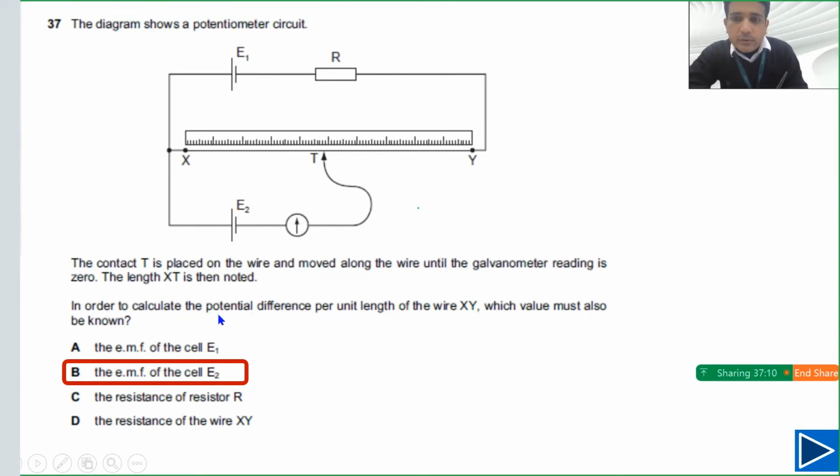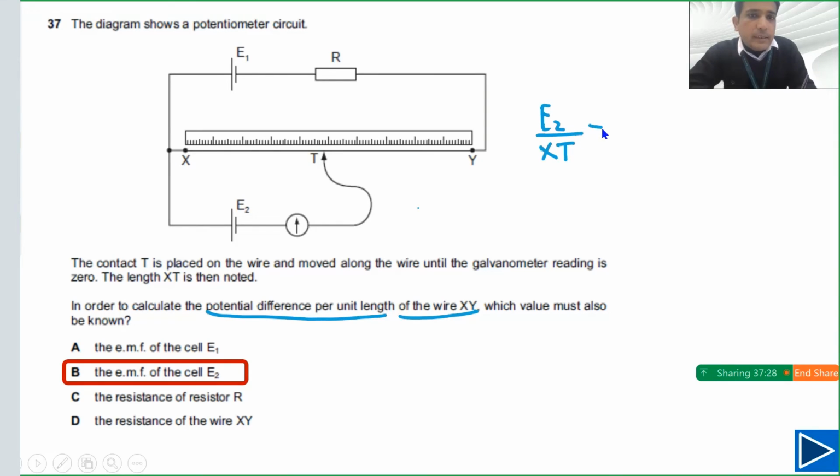First thing we need to understand, the question is asking us to calculate the potential difference per unit length of the wire XY. So this is our wire XY. We have discussed about the potentiometer that the ratio between E2 divided by XT has to be equal to the potential difference between X and Y, VXY divided by the total length XY. You cannot say now that VXY is equal to E1, because there is another resistor connected here.